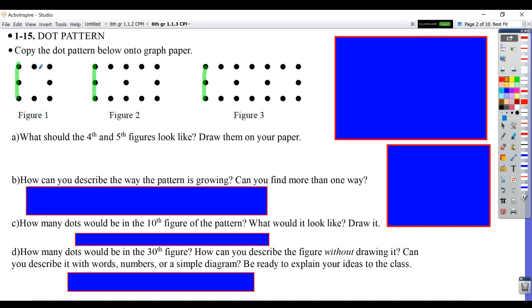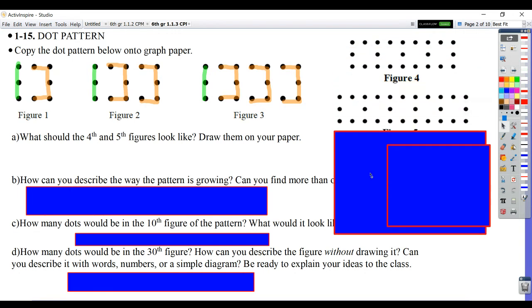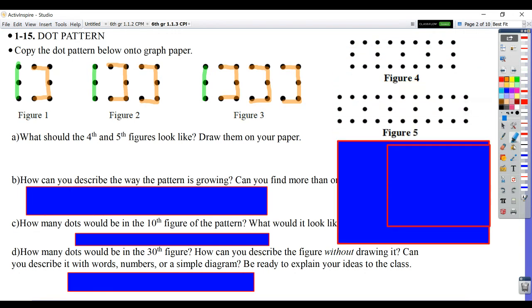But then what happens is we're adding a set of 1, 2, 3, 4, 5 dots. One of those for figure 1, 2 sets of those 5 dots for figure 2, 3 sets of those 5 dots for figure 3. Now this may not have been how you would have seen the pattern, but it is one way to view it. So when you look at drawing figure 4 and 5, they should look like this.